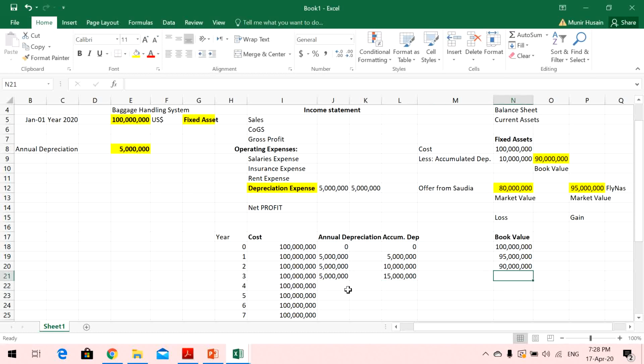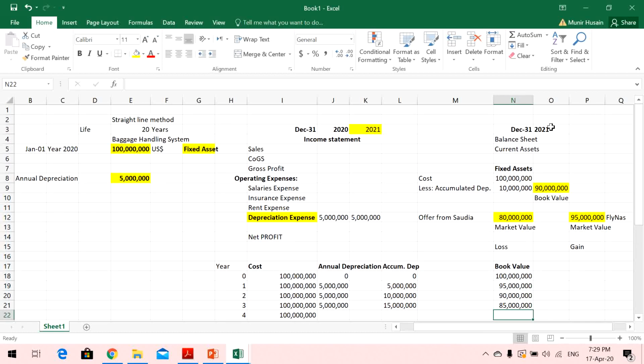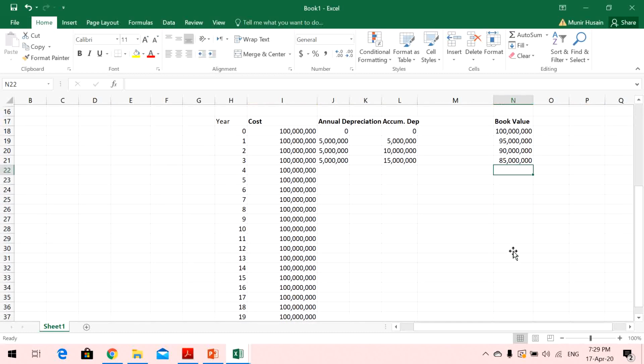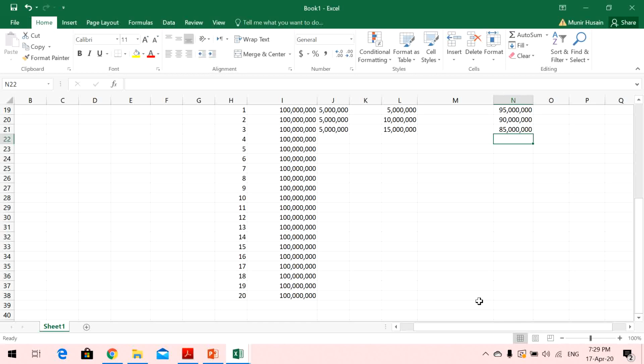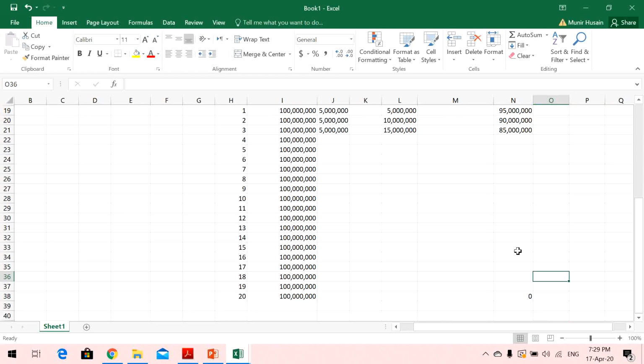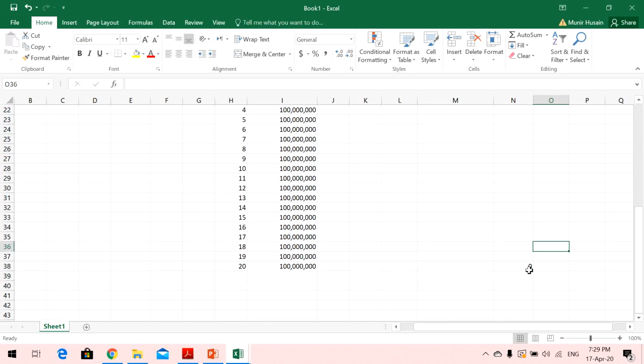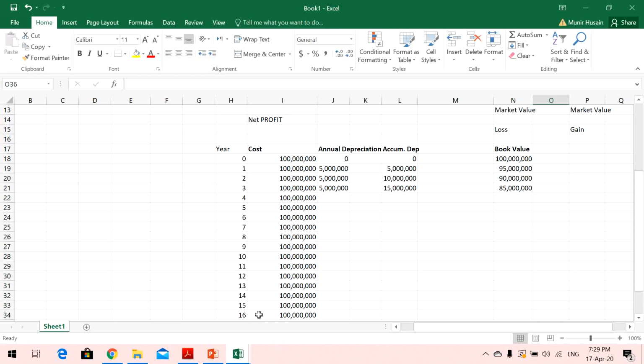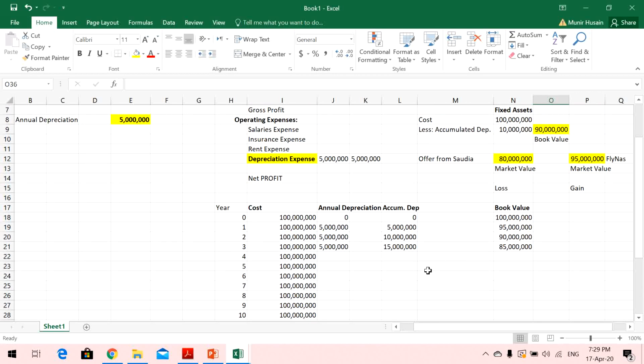Which is cost minus total depreciation, this one. So let's say if you have to prepare the 2022 balance sheet, you will show it here: 100 million minus 15, you get 85. And similarly you continue until you receive, in the last year, you will see here 0. You continue, so your book value is 20 in year 20 is 0, meaning you have completely depreciated, meaning you have completely used this system.